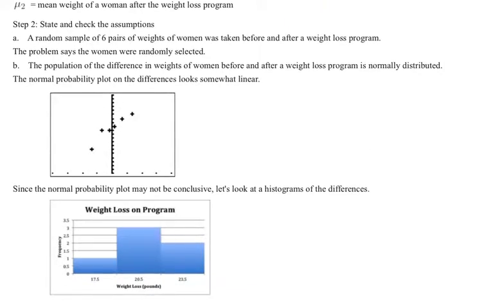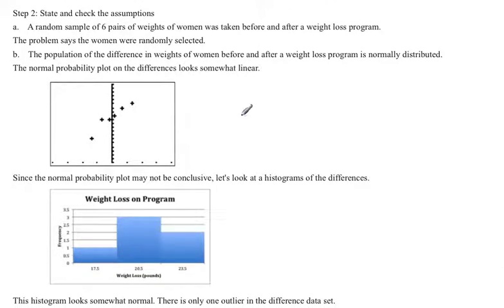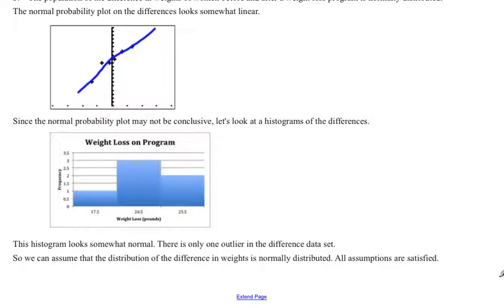It's only 6 values, so we're not going to get a whole lot, but we can look at a normal probability plot. Looking at this, it does look somewhat linear. If you're not really sure that it's linear, then you can also do a histogram. The histogram looks somewhat bell-shaped, and there was only 1 outlier in the data set. So we can, from all this evidence, assume that the distribution of the differences in weights is normally distributed, and therefore all assumptions are satisfied in this case.